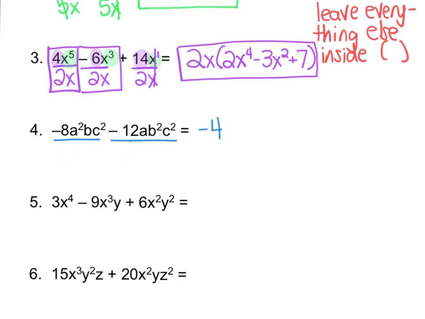So then let's look at the a's. A squared, a. That means they have a single a in common. Looking at the b's, b and b squared. They have a single b in common. And finally, looking at the c's, c squared and c squared, they have 2 c's in common. They have c squared in common. So that is my GCF. I have to divide everything by that GCF. And don't forget that negative.